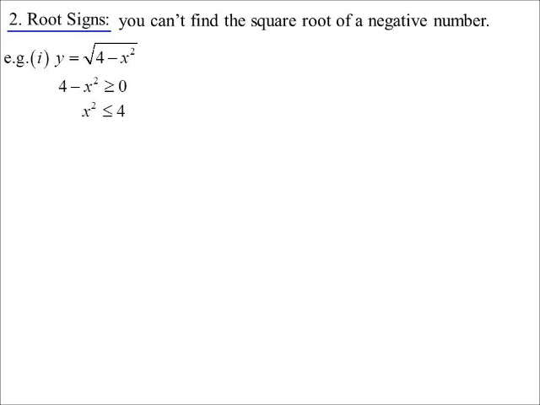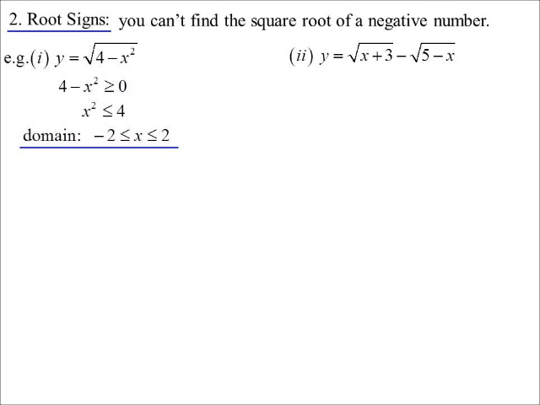Then I'd say, oh, square root sign. Well, I know that 4 minus x squared has to be greater than or equal to 0. And I can just solve that inequality, x squared less than or equal to 4. And because I've solved an inequality, it actually gives me the inclusion straight away. So the domain is x is in between minus 2 and 2.